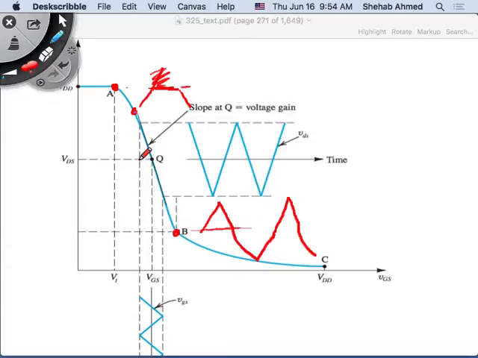Where you locate it depends on how much gain you want. If all I care about for the output VDS is a small signal, something like this, then it's okay. I can locate it here, for example. I still have enough swing area. It depends on how much swing you require for your signal.